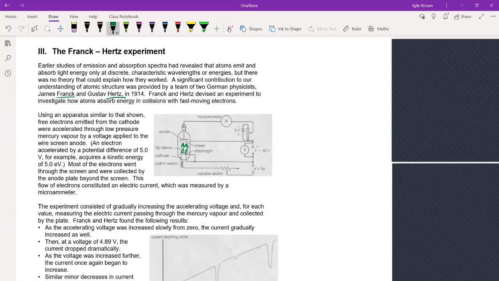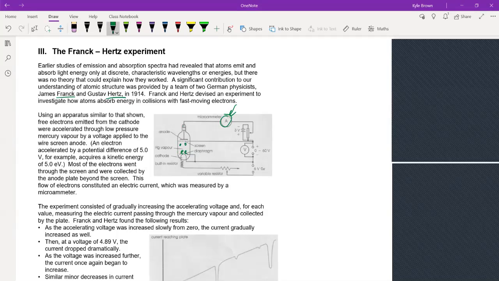Now, lots and lots of electrons getting through just means lots and lots of current. And we should be able to read that using our ammeter, or a microammeter for very small currents. So they should be able to measure how many electrons are actually making it through.